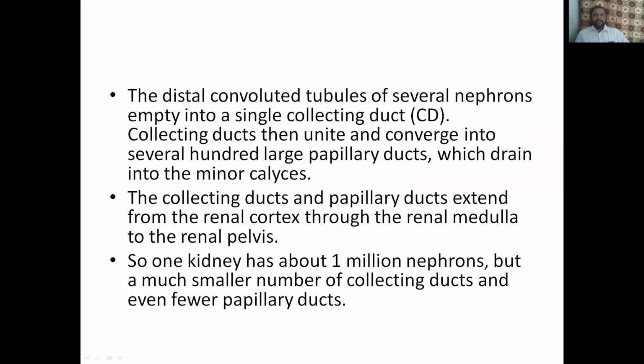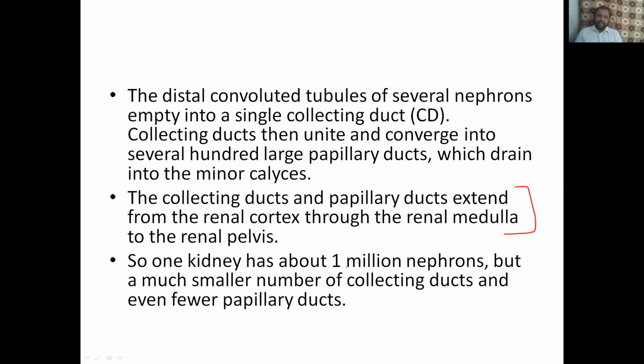Then DCT, the distal convoluted tubule of several nephrons, empties into a single collecting duct. Collecting ducts then unite and converge into several hundred large papillary ducts. Many papillary ducts drain into minor calyces. The collecting duct and papillary duct extend from the renal cortex to the renal medulla to the renal pelvis. ये आपने किडनी के स्ट्रक्चर में देख चुके हैं.